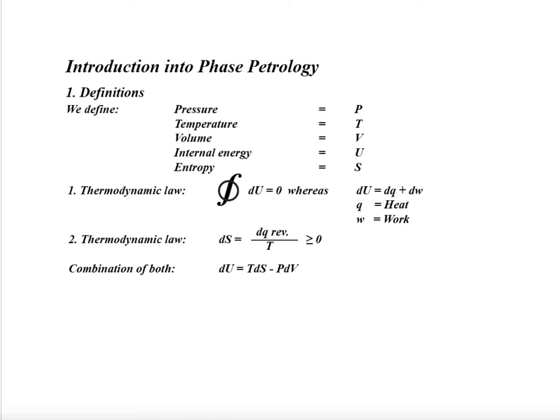So there we have everything inside. We have U, that is the internal energy. We have T, that is the temperature. We have the d for the differential, and then S for the entropy. We have minus P, which is the pressure. We have d for the differential, and V, the volume. So we have all five variables now in this combination of the first and the second thermodynamic law.